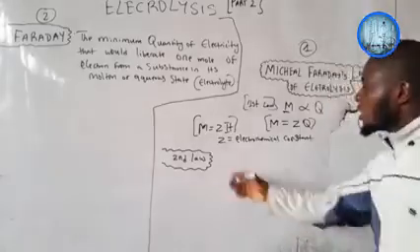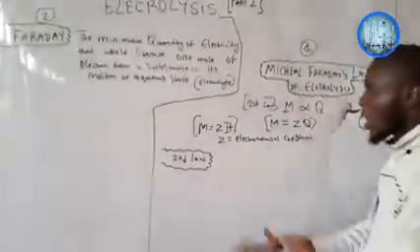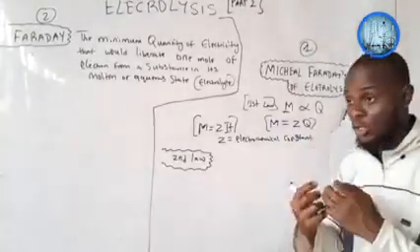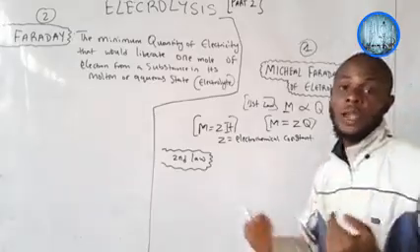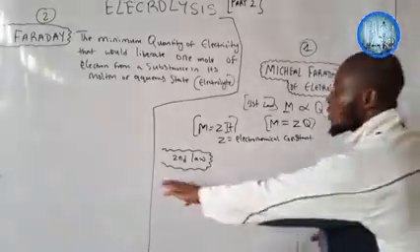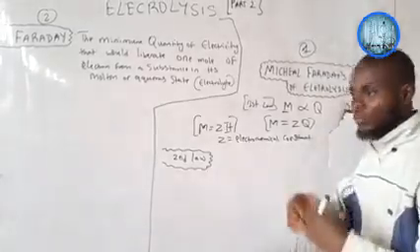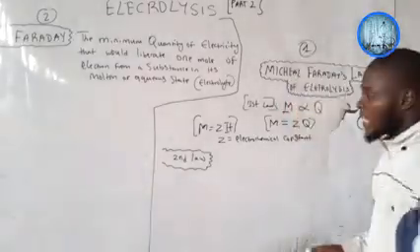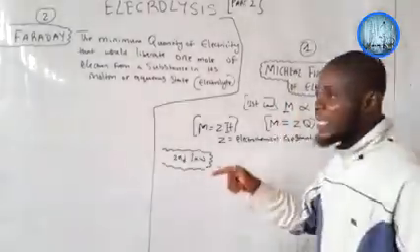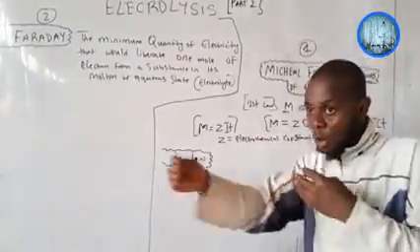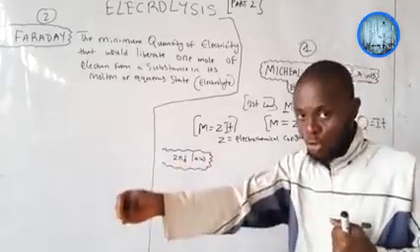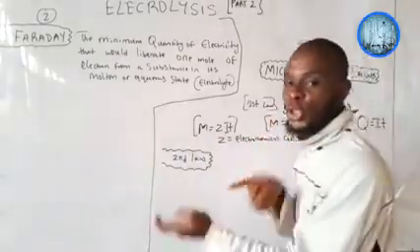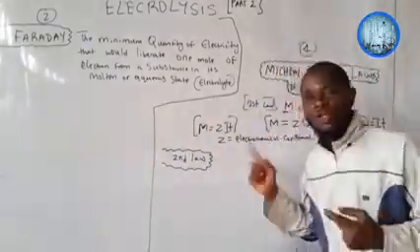So now, Faraday's second law of electricity states that if the same quantity of electricity is passed through various electrolytes, that means more than one, the relative numbers of moles of the substance deposited will be inversely proportional to the charge on their ions.